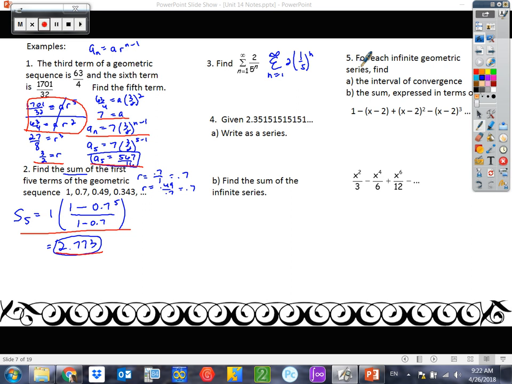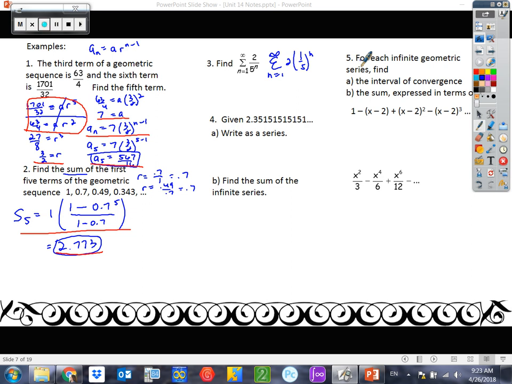2 is not the first term. Why is 2 not the first term? Because we're starting out with an n of 1, right? Yeah, it's going to be 2 times 1/5. If we were starting out with an n of 0, what would our first term be? 2. Okay, so it really matters. It matters a lot. So we really have to pay attention.